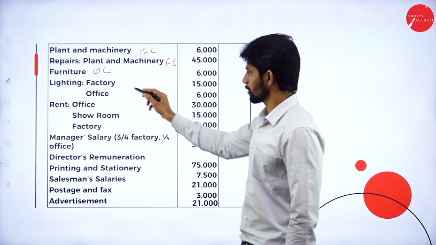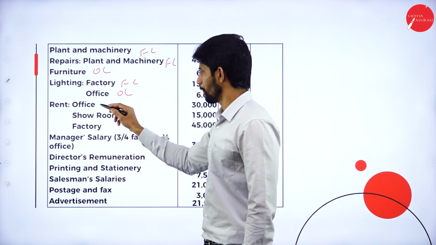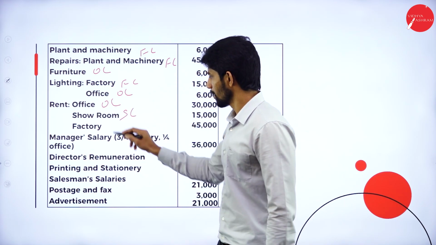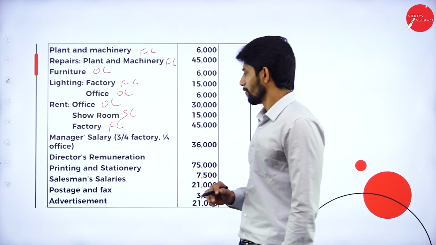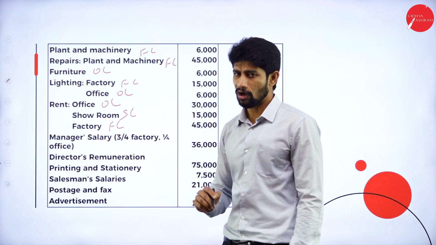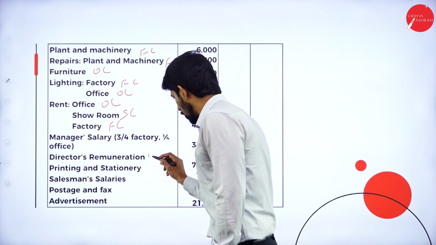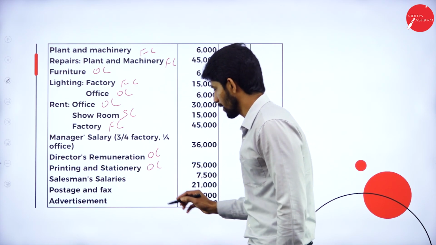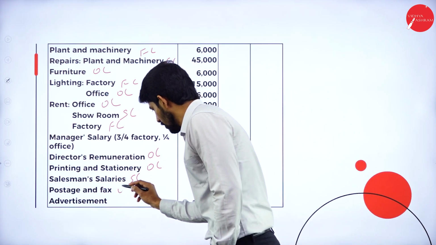Next, lighting, that is factory lighting, factory cost. Office lighting, office cost. Next, rent, office rent, office cost. Showroom rent, yes, this comes under selling cost. Factory rent, factory cost. Next, manager salary, 3/4 factory and 1/4 office. 3/4 factory cost and 1/4 office cost. Next, director's remuneration. So where this comes? This comes under office cost. Next, printing and stationery, office cost. Salesman salary. So this comes under selling cost. Postage and fax. Yes, this comes under office cost.